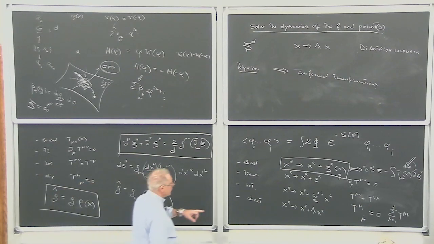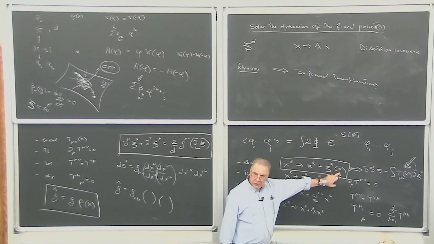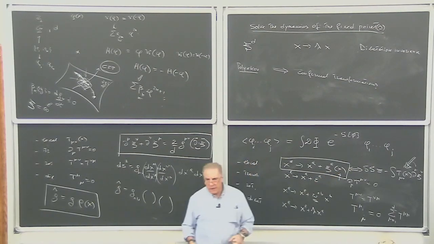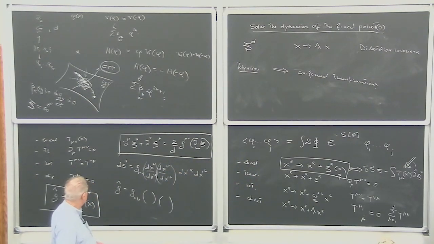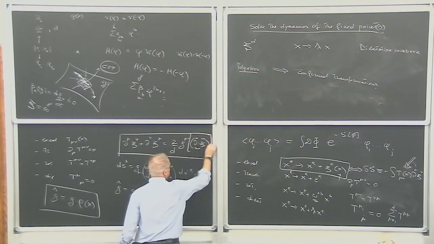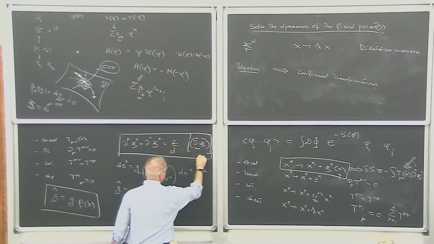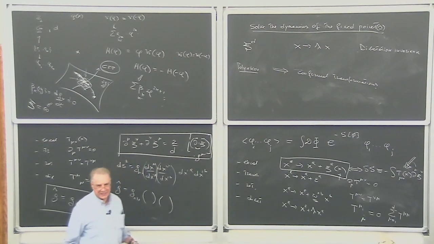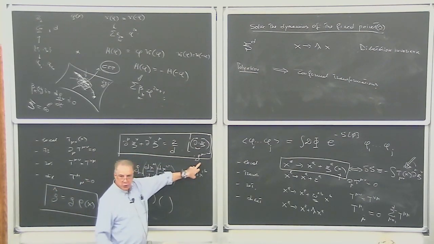I'm transforming my coordinate with a function. So I have a xi which depends on x. I'm taking the gradient. It's a product, times g mu nu later. So this term has to be proportional to g mu nu.